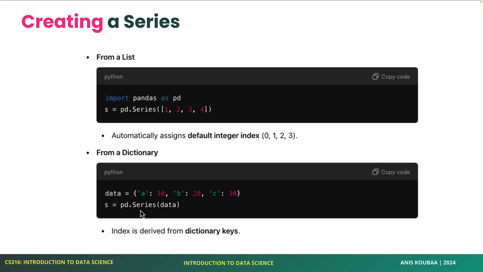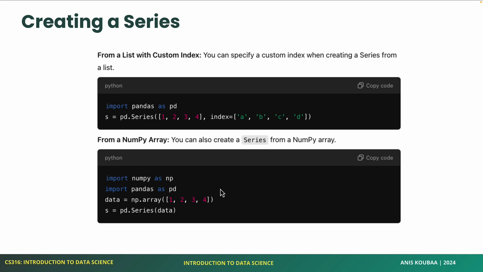Okay? For example, here you can create a series from a dictionary. In this case, the key will be considered as the index, and the value will be the value that corresponds. So the index is derived from the dictionary key. You can also create it from a list with a custom index. So this is the list, and you can create a custom index and provide something different from the integer indices. Okay, and these indices allow you to access a certain element.